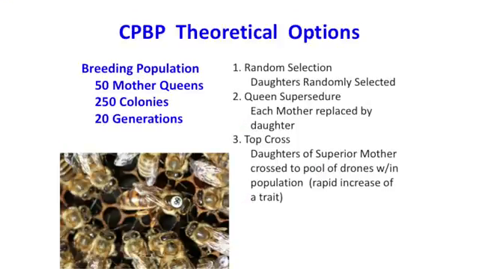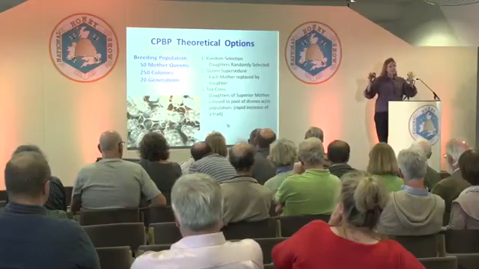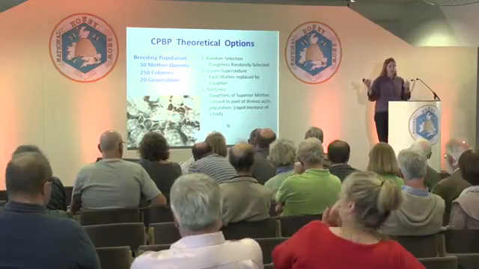In this theoretical model, what I described to you is pretty much random selection. If you start with a smaller number of colonies, say 20, you'd probably want to select at least a daughter from each of those mothers, so you try to maintain the integrity of that gene pool a little bit better.